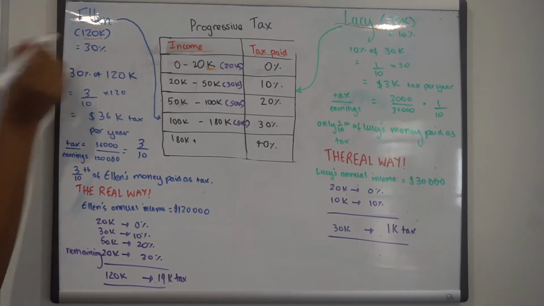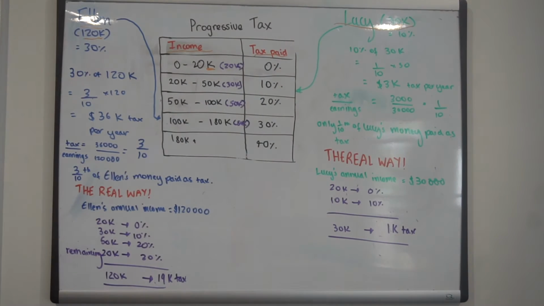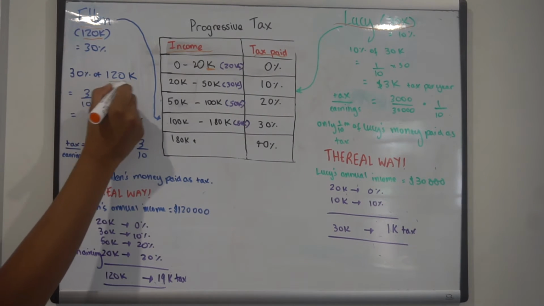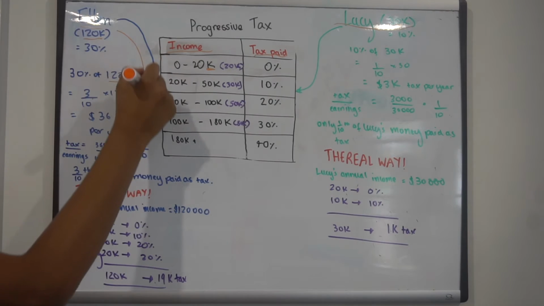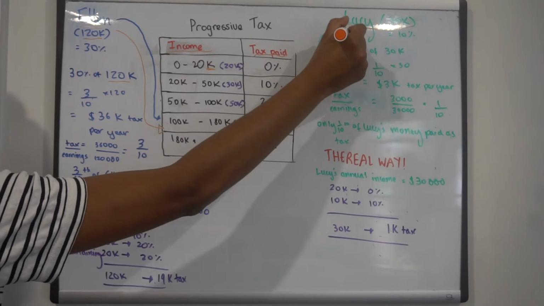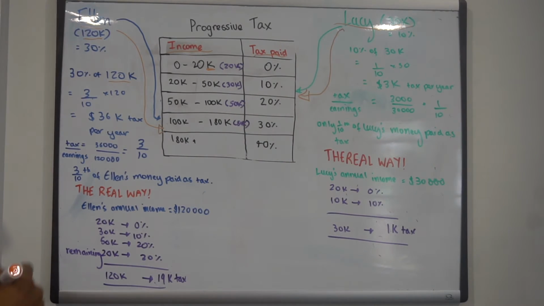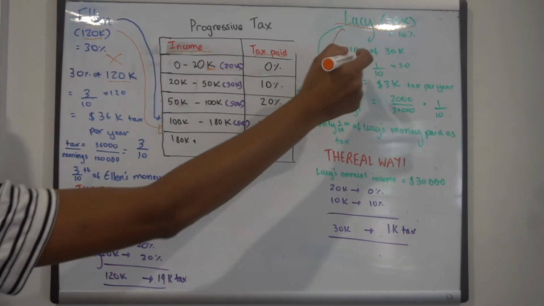Ellen earns $120,000 per year, whereas Lucy earns $30,000 per year. Now, the progressive tax system table can be a bit complex and even misleading. You'd think that Ellen, who earns $120,000, falls into this tax bracket, and Lucy, earning $30,000, falls into this bracket. Well, that's not how it works. Why? Let me show you.